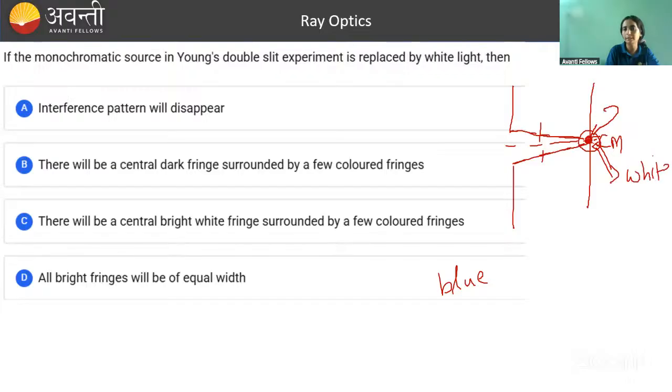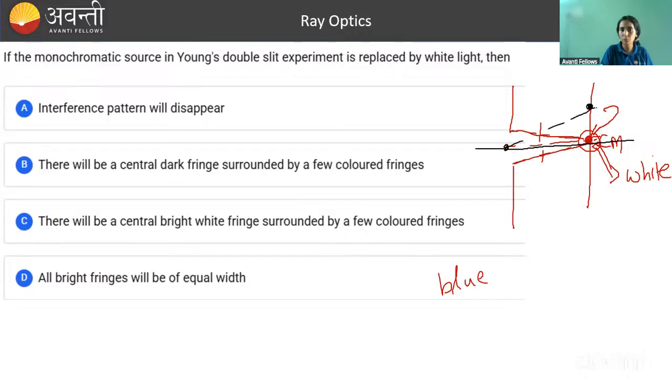What about the other maxima? Will all other maxima be white, or will we get certain colors as we move away from the central maxima on both sides of the screen? So let's consider the position of the first minima, because for minima the path difference is lambda by 2, and for maxima it is lambda. So first we will get the first minima, not the first maxima. So let's check for the first minima.